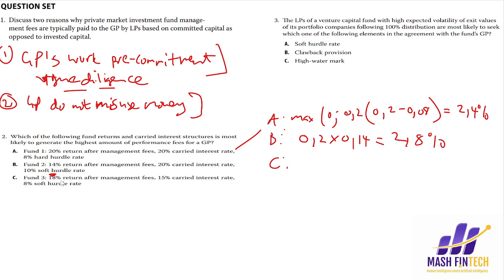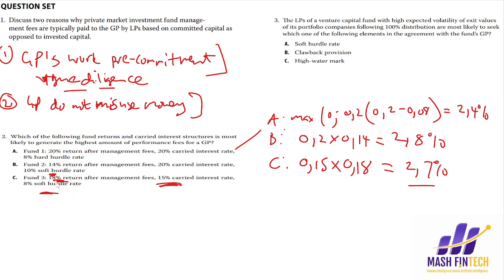Then C, again, is a soft hurdle, which is also straightforward. It's going to be the carried interest 15%, 0.15 multiplied by the total return of 18%, or 18%, it just doesn't make a difference. It's going to be 2.7%. So what you see is for the soft hurdle, it's easier. It's just the total fund return multiplied by the carried interest.